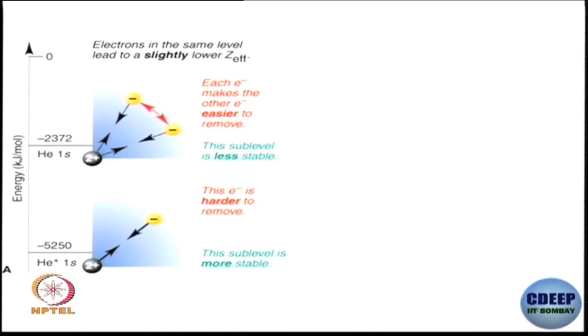Once you remove the first electron, you have a situation where 2 plus positive charge is attracting 1 electron. It is 2 positive charge attracting 1 electron. If you want to remove this electron from this system, it is going to cost you much more. Okay? And further, there is no repulsive energy.